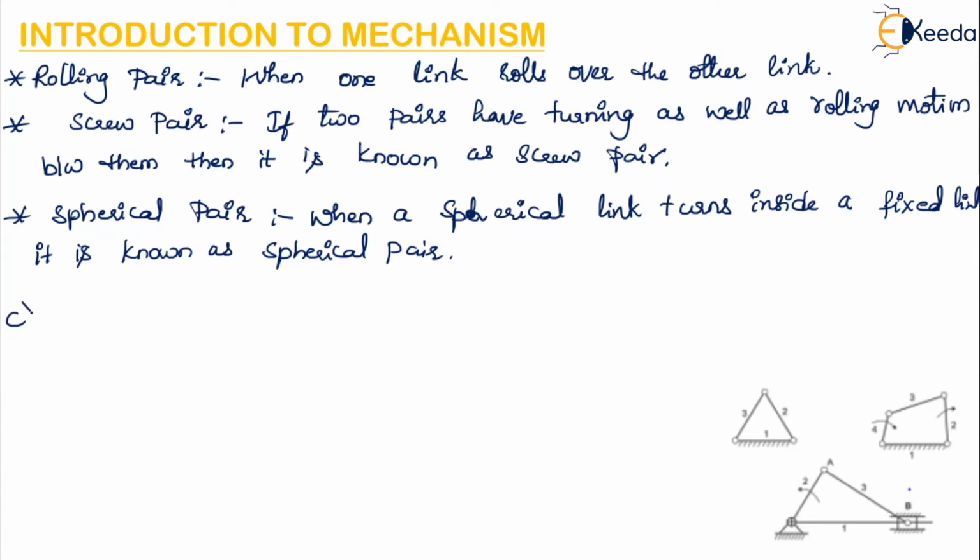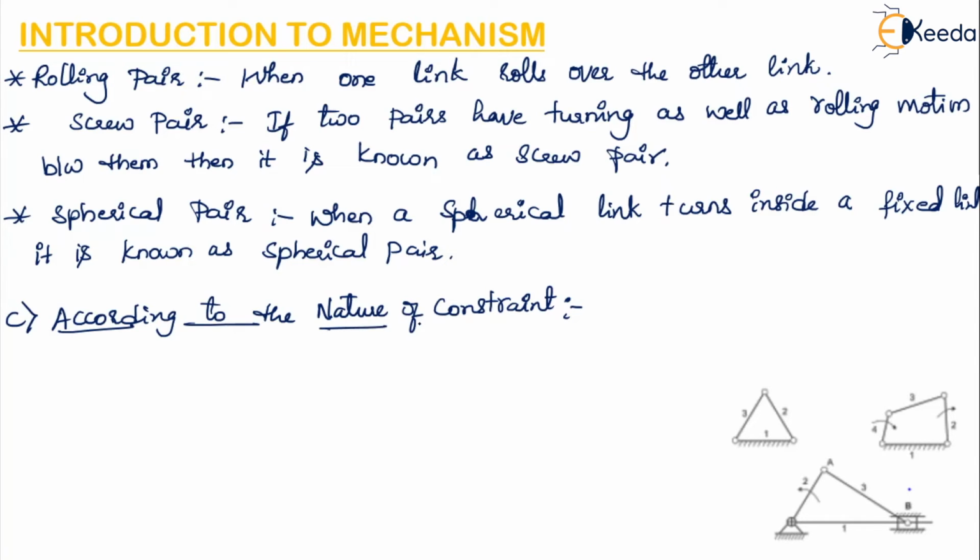Now, according to the nature of constraint, the kinematic pair is classified as follows. Constraint is nothing but a stopping element which is stopping the motion. So it is classified as self-closed pair and unclosed pair.